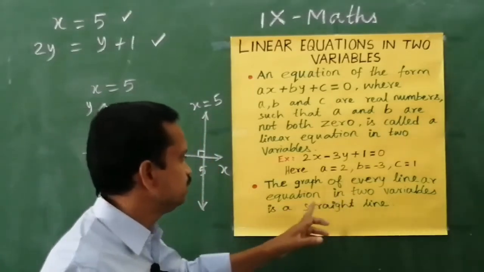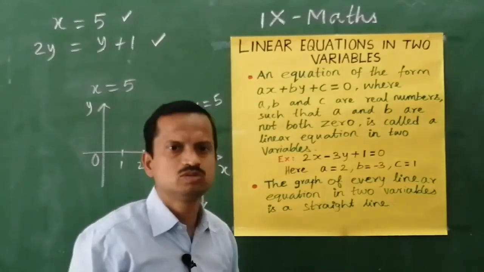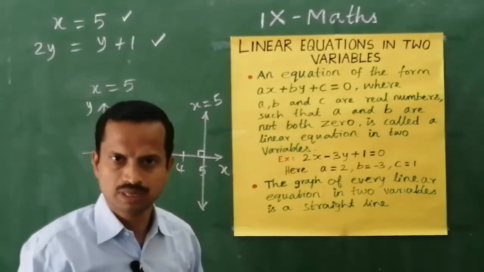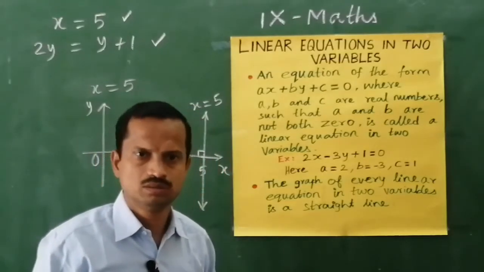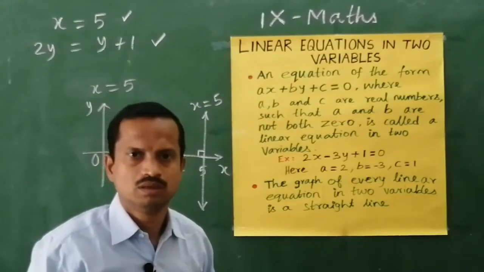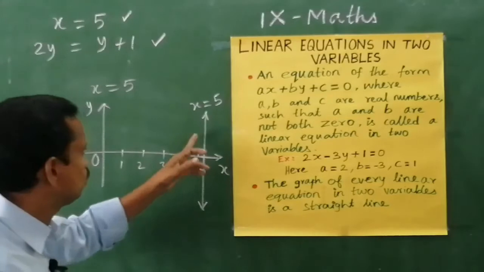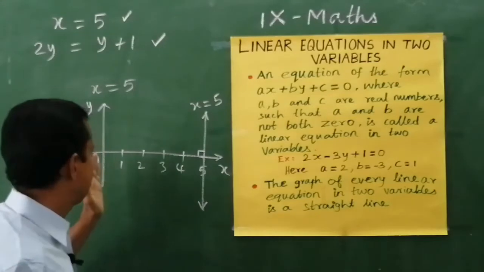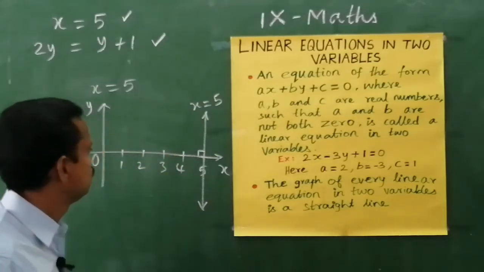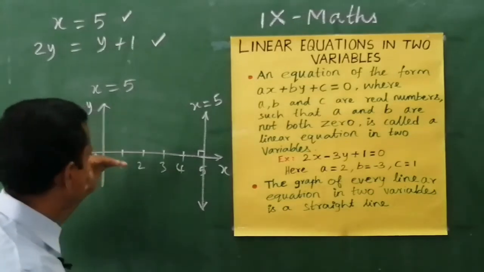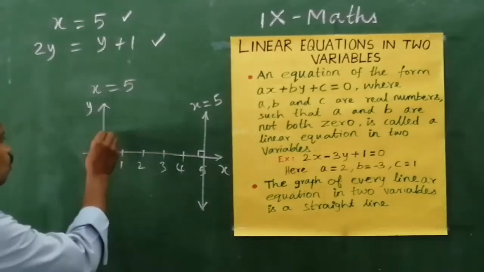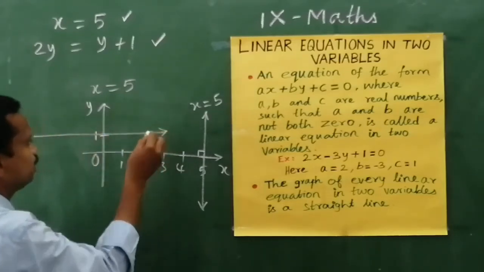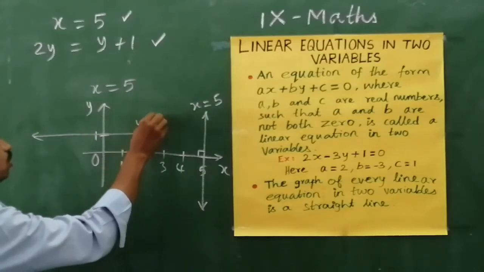And the graph of every linear equation in two variables is a straight line. That means a linear equation in two variables denotes nothing but a straight line. A one variable equation is also a line, but it is either parallel to y or parallel to x. Suppose for y equal to 1, if we draw a line parallel to the x axis, then that is y equal to 1.